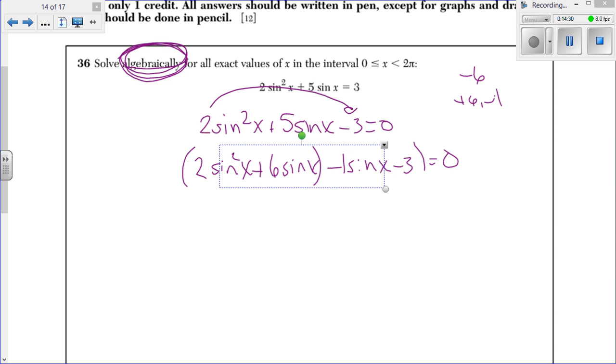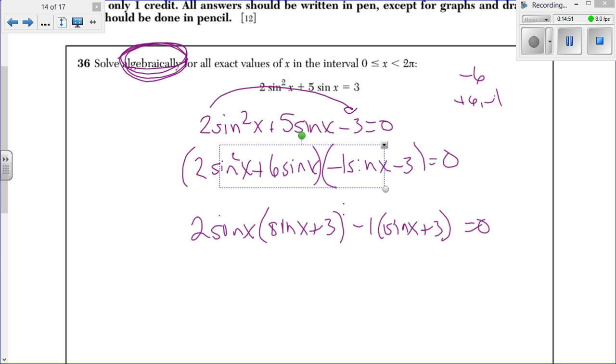Now group them, and here I can take out a 2 sine x, and I'm left with sine x plus 3, and then I'm going to factor out a negative 1, and I have sine x plus 3 equals 0.